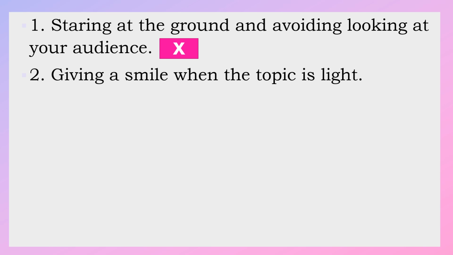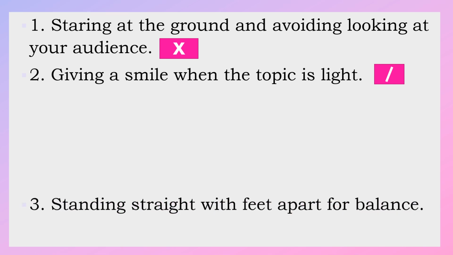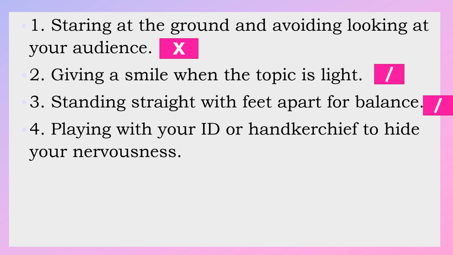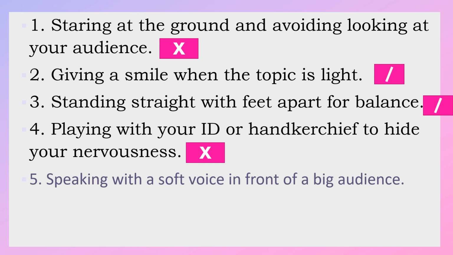Number 2, giving a smile when the topic is light. Of course, it's a check. Number 3, standing straight with feet apart for balance. That is check. Number 4, playing with your ID or handkerchief to hide your nervousness. Of course, it's an X. You should not let your audience know or feel that you are nervous. Number 5, speaking with soft voice in front of a big audience. It's an X. Why? Of course, when you're talking to a big audience, you should be speaking with a loud voice.